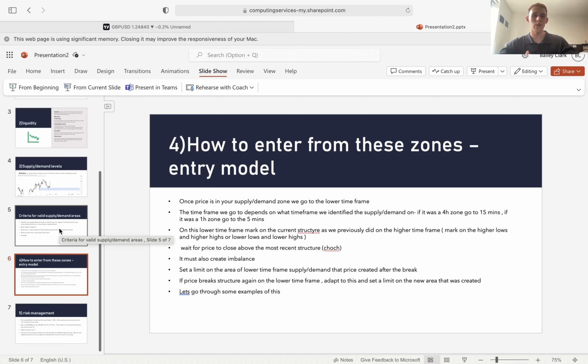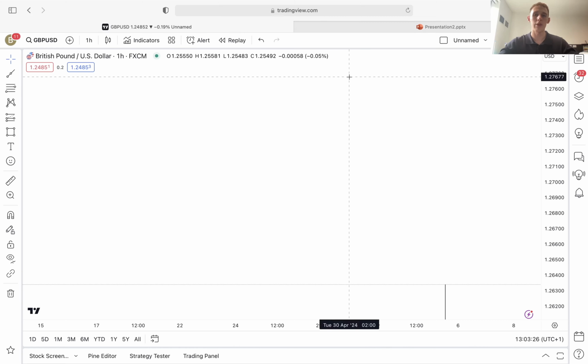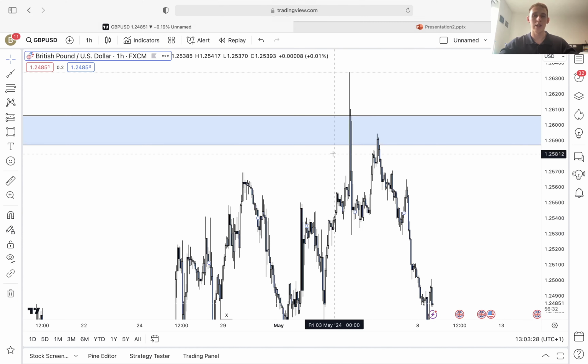We want some confirmation that this zone is going to hold and price is going to move away from the zone. This is where the lower time frame entry model comes into play, and I've simplified this as much as possible for you guys to make it super clear, and this is what I found to work best over a large sample size in my back testing. So basically, once price is in the area of supply or demand, we go over to the lower time frame. So if we go through an example as I talk through this.